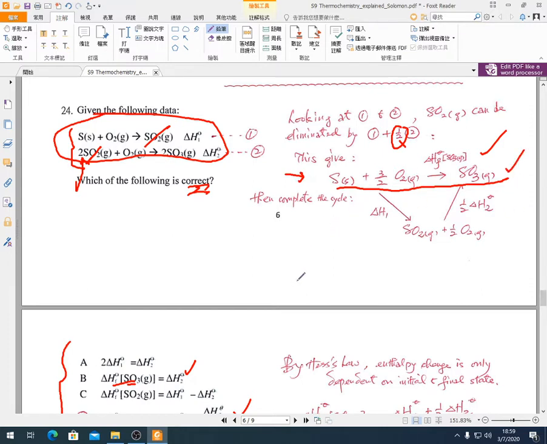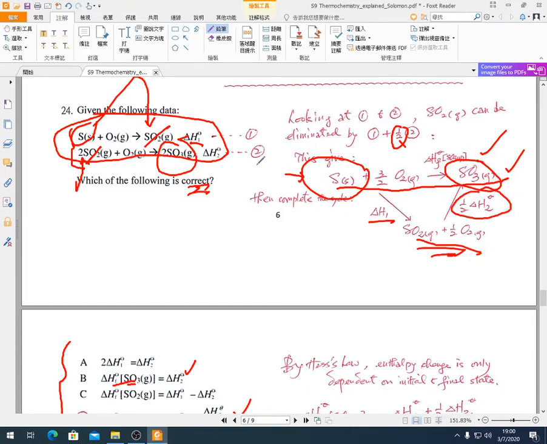So it's a big hint here. Then we add the two. We can add it together, and we can complete the cycle like this one. So you have sulfur, you search. So sulfur becomes SO2. So you just write SO2. Then it's delta H1 here. At the same time, you have SO3 here. SO3 here is connected to SO2. So you have this one.